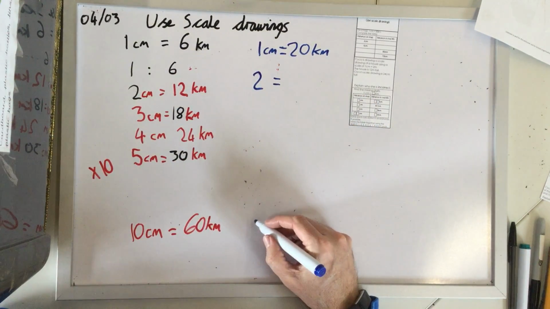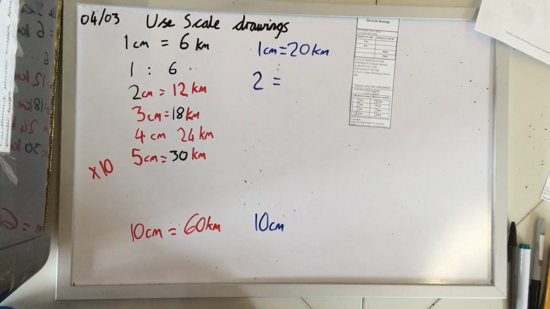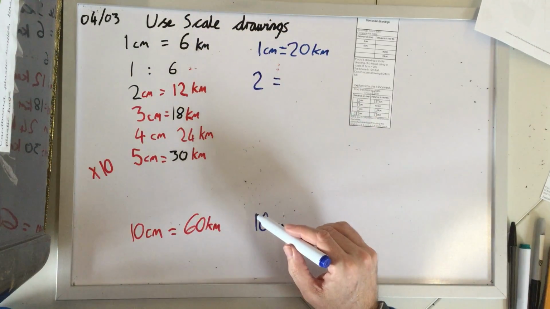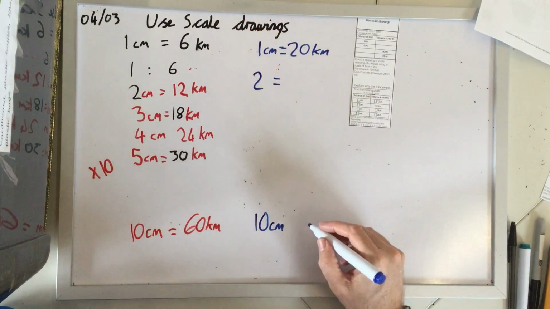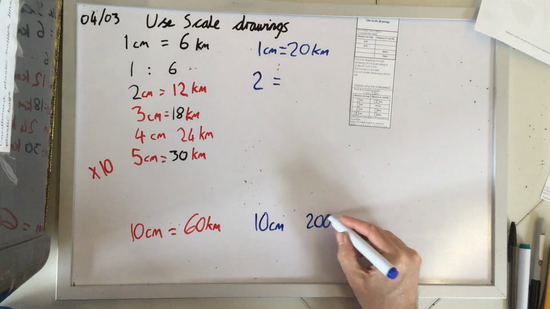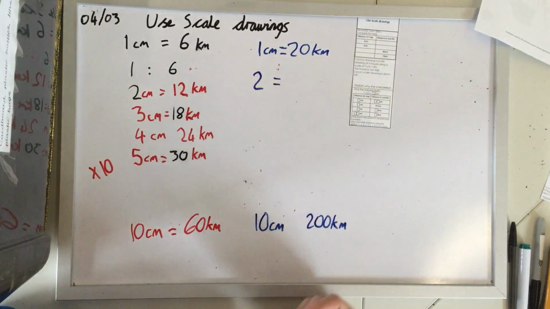I was just going to show you all the way down. Let's make it 10 times bigger. Scale it up by 10. Yes, 1 centimetre times 10 is 10. So 20 kilometres times 10 will give us 200. Okay, that's not one of these here, but I just thought I'd put that in.